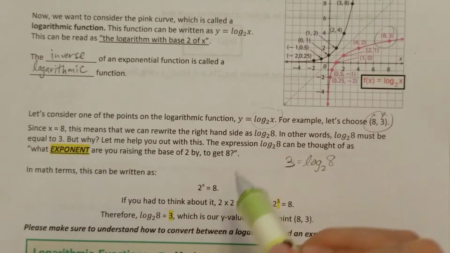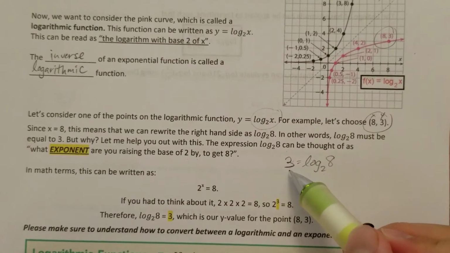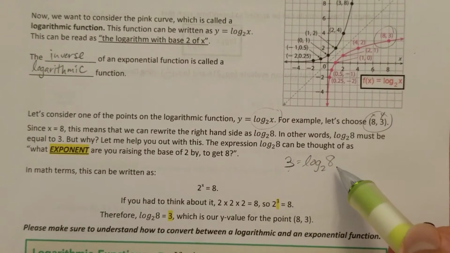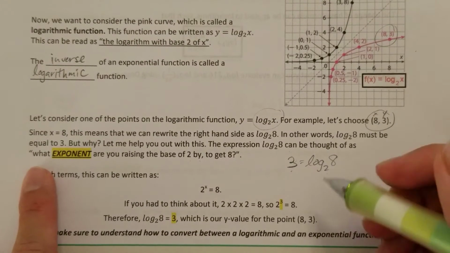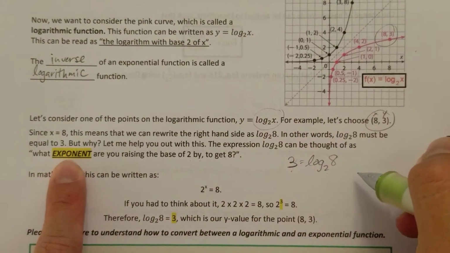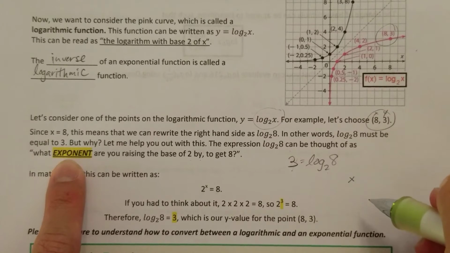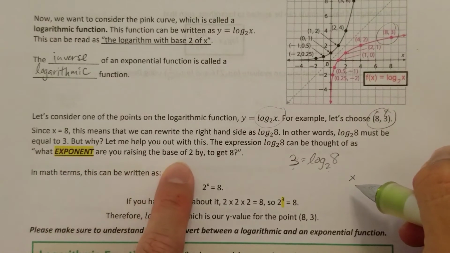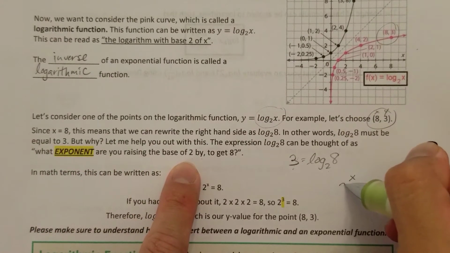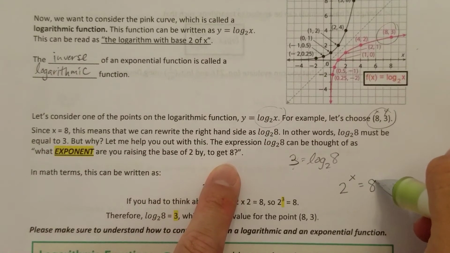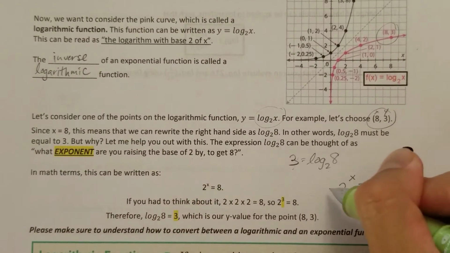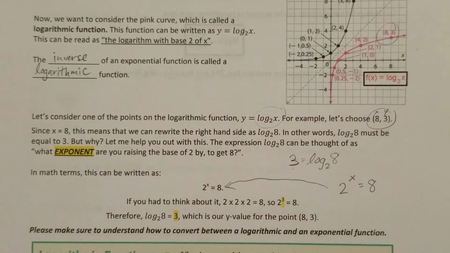You're trying to see what exponent you're raising to get 8. So I'll clarify that one more time. What exponent are you raising the base of 2 by to get 8? This is what you see here.